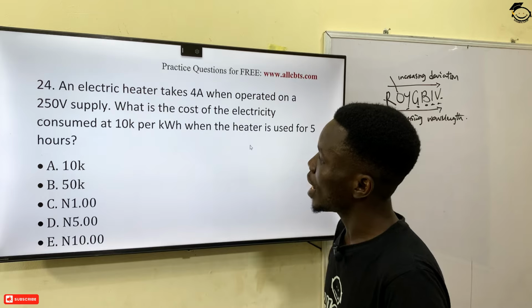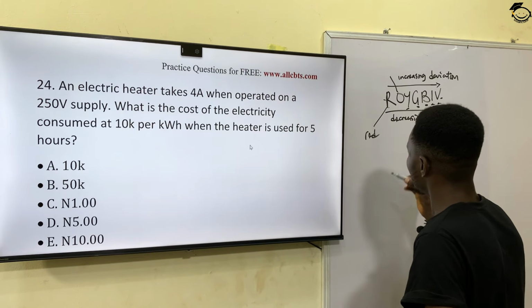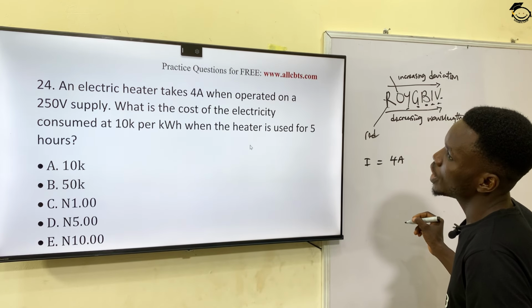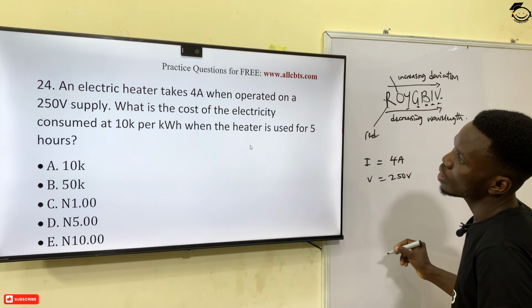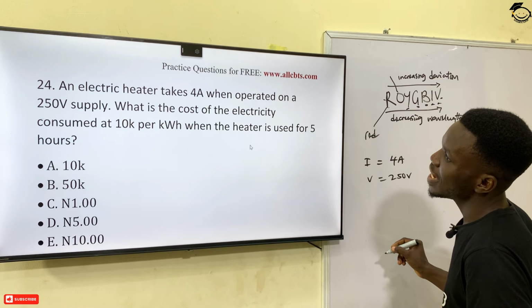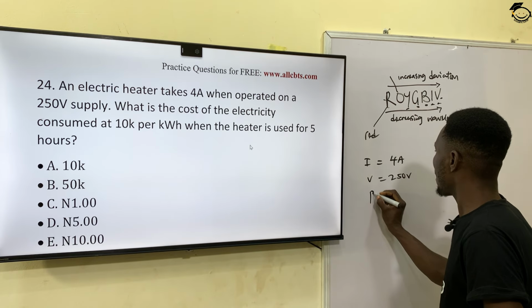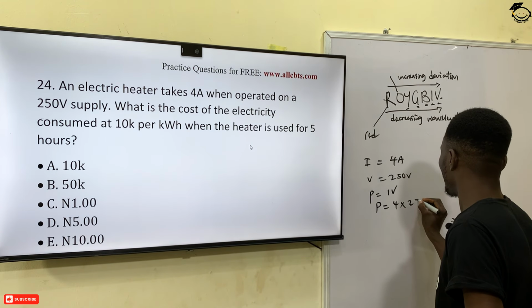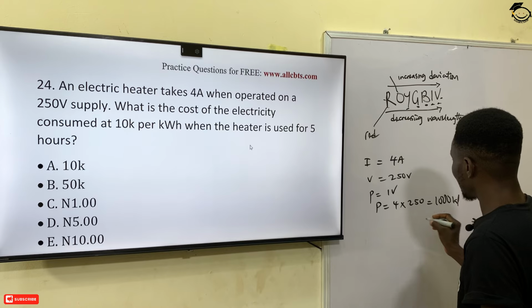So that takes us to question number 24, which says, an electric heater takes 4 ampere. So the current in this electric heater is 4 ampere, when operated on a 250 volt supply, the voltage is 250 volts. What is the cost of the electricity consumed at 10 kobo per kilowatt hour when the heater is used for 5 hours? So the power here is IV, which means that the power is 4 times 250, which will give me 1000 watts. So if I convert to kilowatt, that will give me 1 kilowatt.